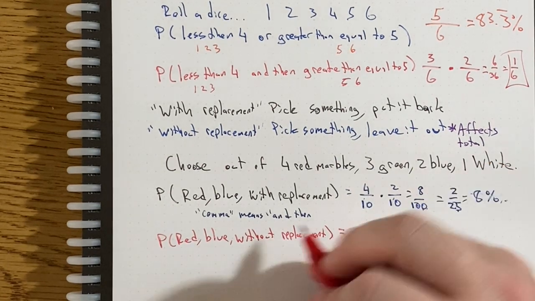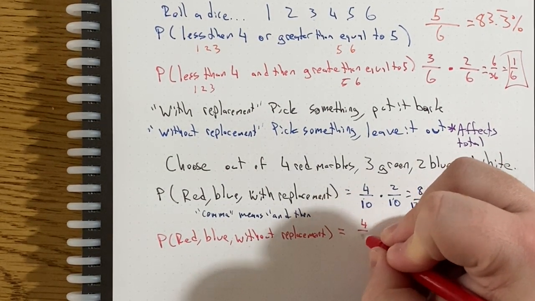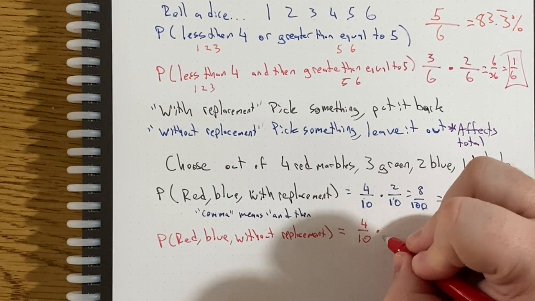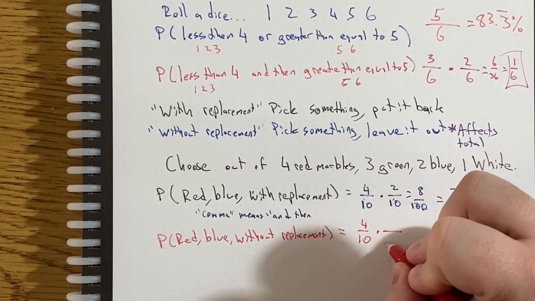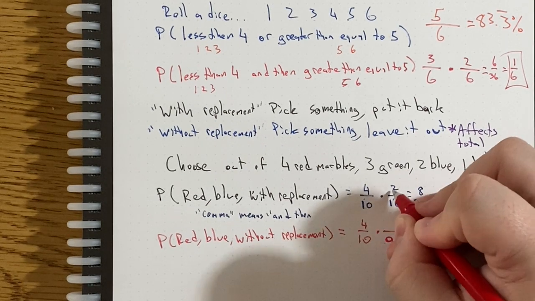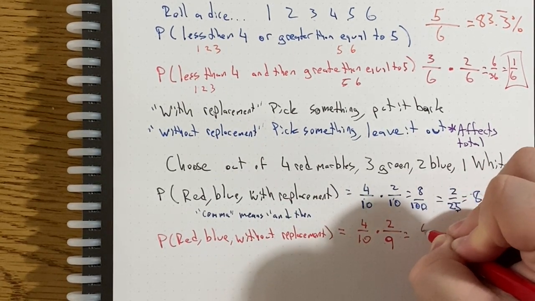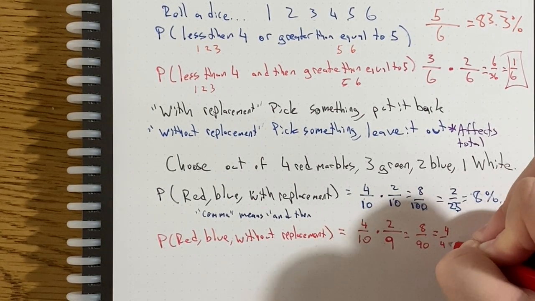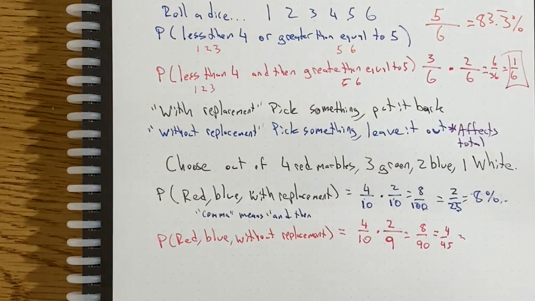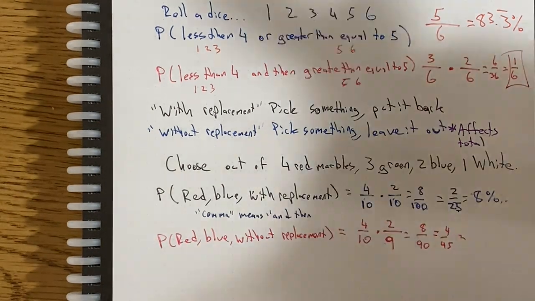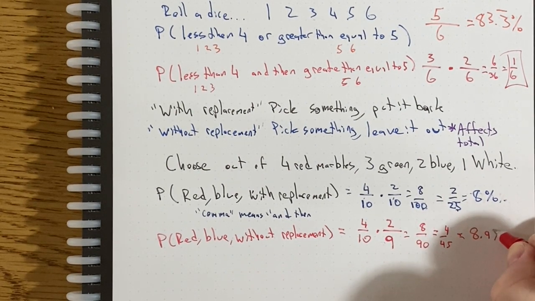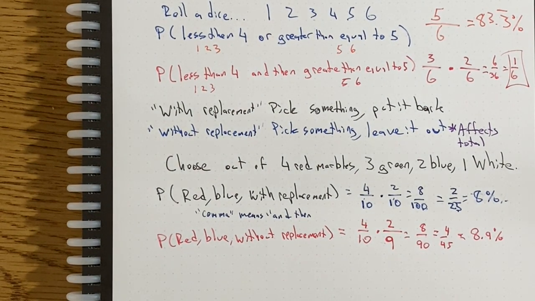and yada yada. So red, it's still 4 out of 10. But now, that red one that we took, we just put it to the side. So there's not 10 marbles in there anymore. Now there's 9, but there's still 2 blue, which gets you 8 out of 90, which would get you 4 out of 45, which equals 8.9%. So when you take things out, they change.